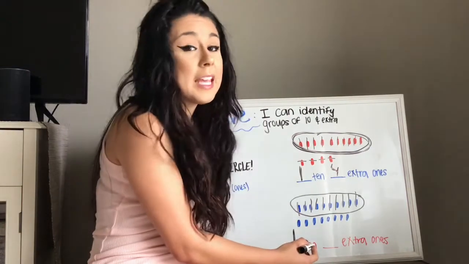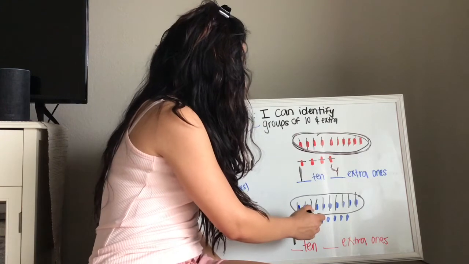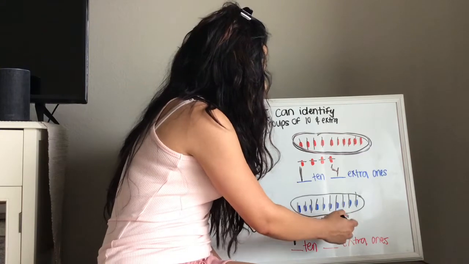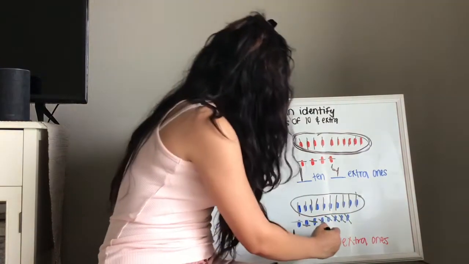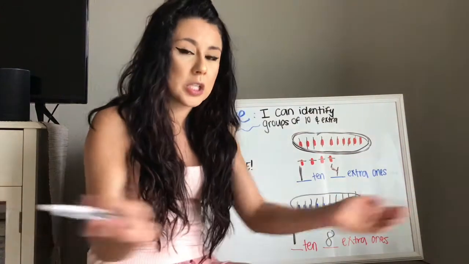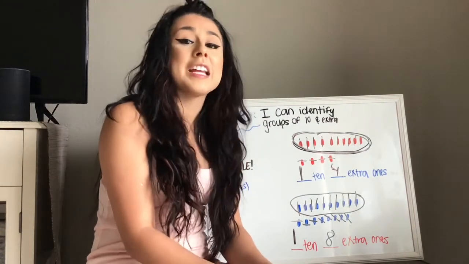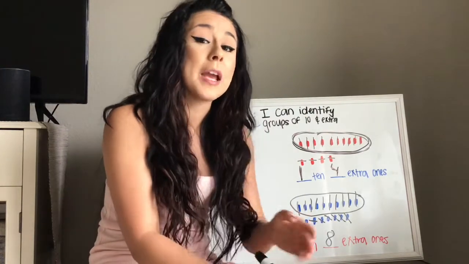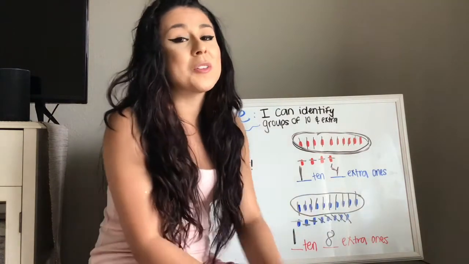So now let's count the extra ones. You ready? 1, 2, 3, 4, 5, 6, 7, 8. How many extras did I have? Great job. I had 8 extras. Now, why didn't I circle these 8 down here? How come I didn't circle them? You are so smart. You're right, because there's not 10 of them. I can only circle a group when there's 10 to make my group of 10. We have one group of 10 and 8 extra ones, which in total is 18.